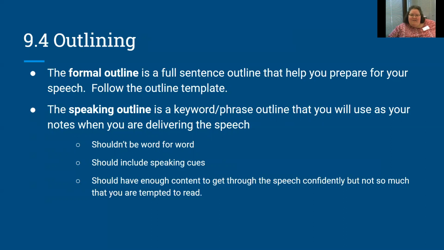The speaking outline is what you are going to use as notes when you're delivering the speech. And I strongly encourage you to put the speaking outline on note cards. It's easier to hold and gives you more freedom to gesture and those sorts of things. Remember, the speaking outline should not be word for word. It should include speaking cues, and it should have enough content to get you through the speech confidently, but not so much that you're attempting to read it.